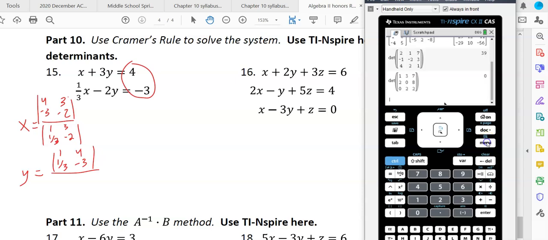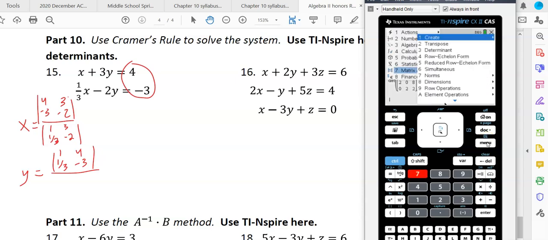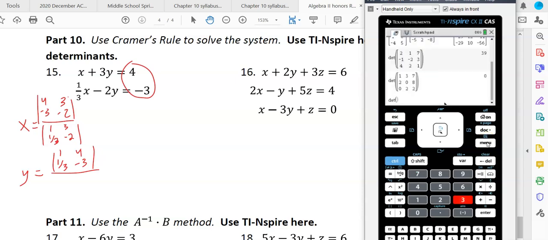If you don't know where determinant is, menu, you probably enter matrix, and there it is, number 3 determinant. I want to put a 2 by 2 in there, so I'm just going to do a 2 by 2 template right there. Again, 1, 3, 1/3, and negative 2. It's -3 down there.